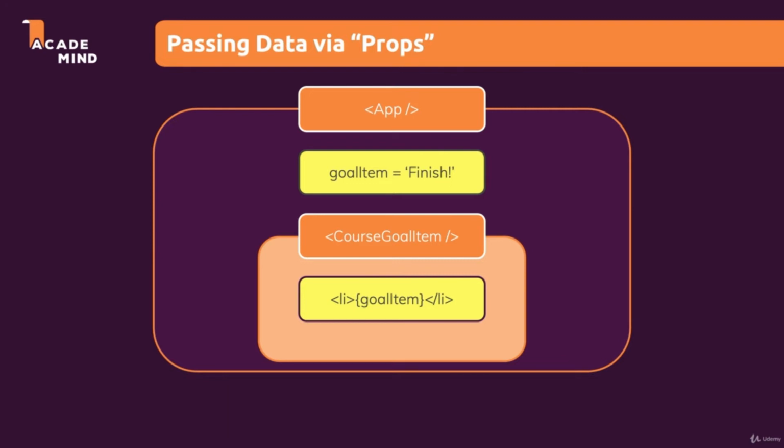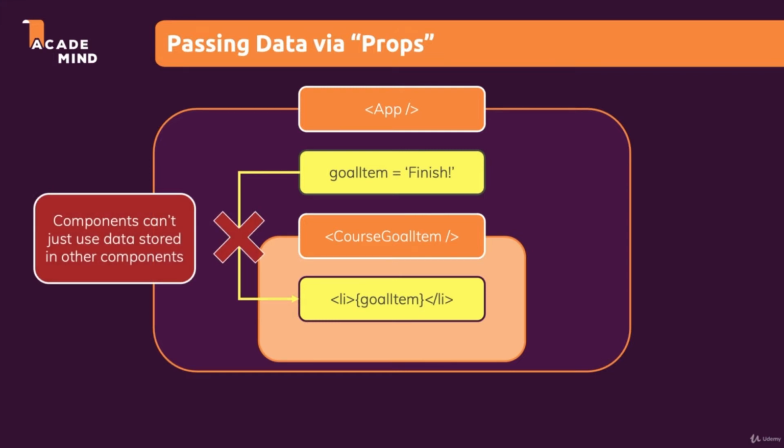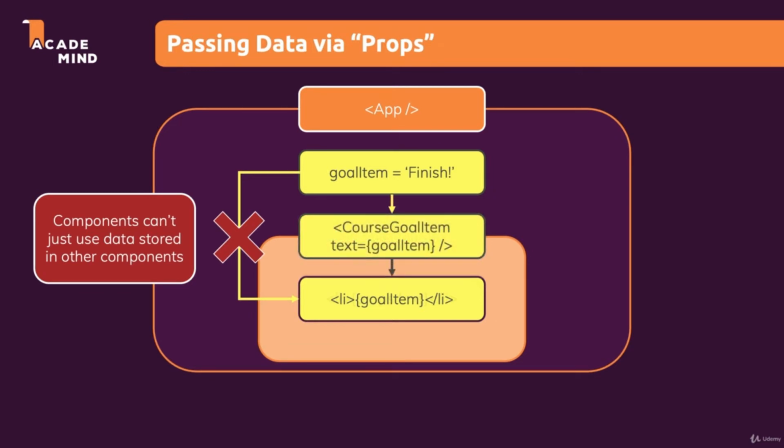But of course, we want to define what's being output by a course goal item with help of the variable managed in app. And we don't have direct access to the HTML code output by some component in other components. We can't just send our stored data there. But instead, we can utilize a concept called props. We can pass data to the custom component by adding an attribute. And inside of that component, we can then get access to all these attributes which might have been set on our custom component. Again, we're basically building our own custom HTML elements.